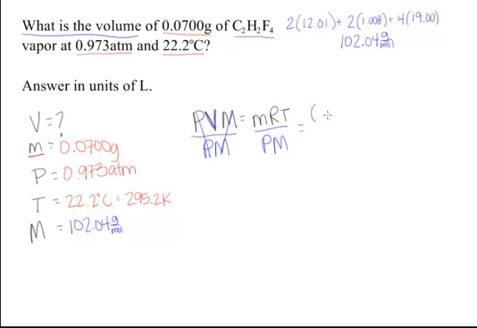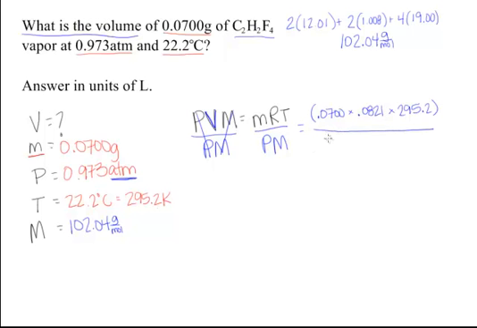So for mass, I have my 0.0700 times R. Now R is my gas constant. And on your formula chart, there's a lot of different versions of R, and they're all dependent on what your units for pressure are. So my units for pressure are atmospheres, which means I'm going to use the 0.0821. And then times my temperature in Kelvin, which is 295.2. And then I'm going to divide that by my pressure and my molar mass.